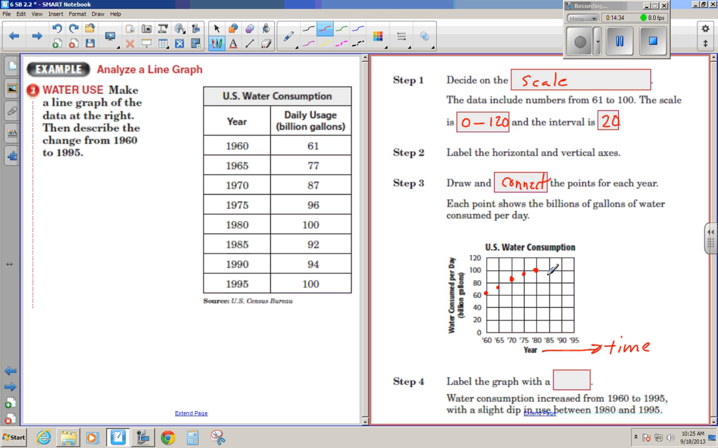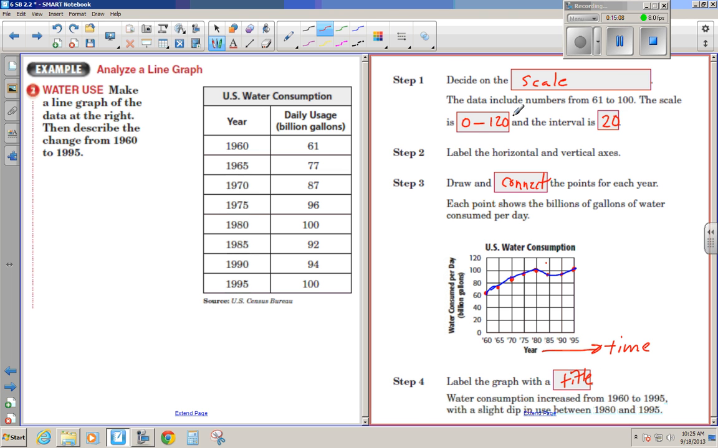In 85, it's back down a little bit. It stays kind of stagnant in 90. And then 1995, it's 100 again. So we drew those points, and now we connect the points of each year. Get a blue pen here, and do my best at connecting the dots. There you go. And then you should always label the graph with a title.